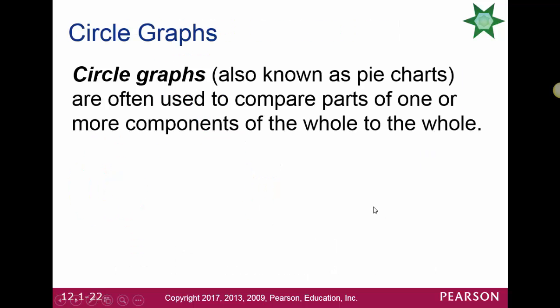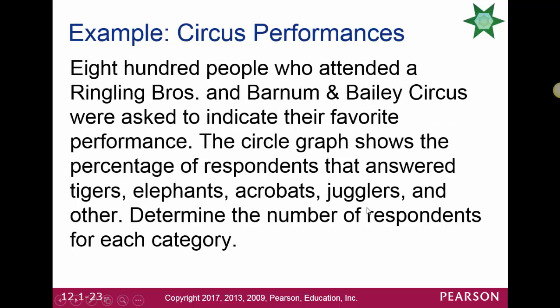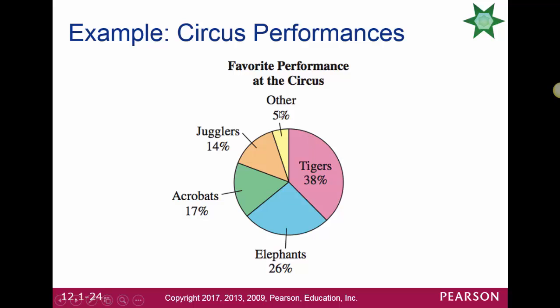A circle graph or a pie chart are used to compare parts of one or more components to the whole. 800 people attended a Ringling Brothers and Barnum and Bailey circus, and they were asked to indicate their favorite performance. The circle graph shows the percent of respondents that answered tigers, elephants, acrobats, jugglers, and other. Determine the number of respondents for each category. So they gave us the percents, but they didn't give us the numbers.